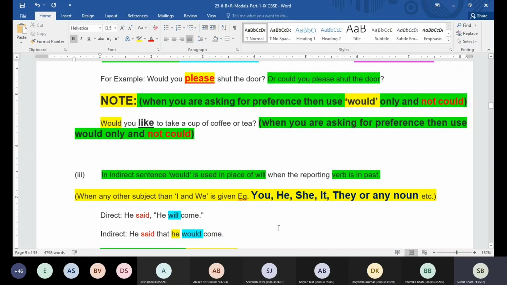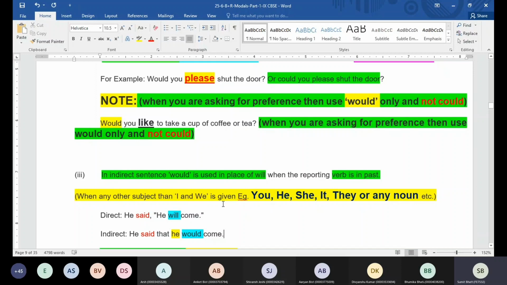after transformation, that is, when you transform the part of the sentence which is reported speech, the one inside the inverted commas, whenever you get the subject like you, he, she, it, they, or any noun, apart from I and we, then we are going to use the word would. Like here, he said he will come. When you do the transformation, it's going to be he said that he would come. He means whom we are referring to, the subject. Getting it?